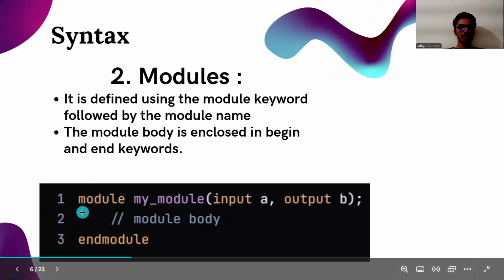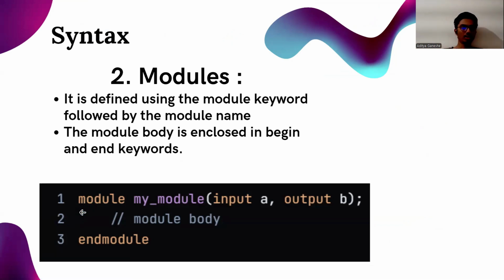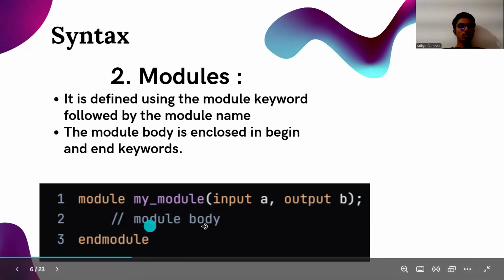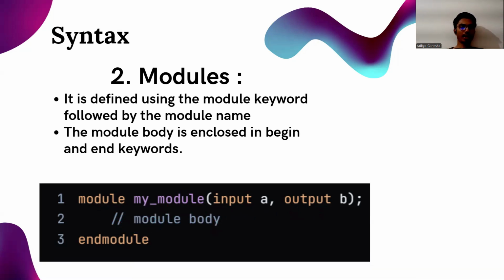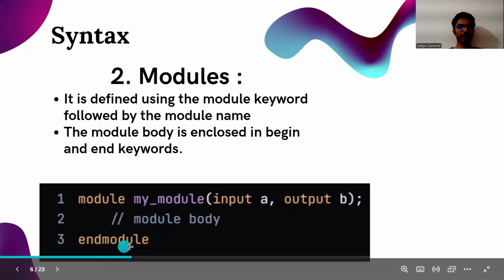So here, as an example, we can see how it is declared: the keyword module, then the name of the module, then the input and the output ports. Sometimes it may be an in-out port as well. And this is the module body, the main context of the body, which will come here, and at the end, the endmodule keyword.